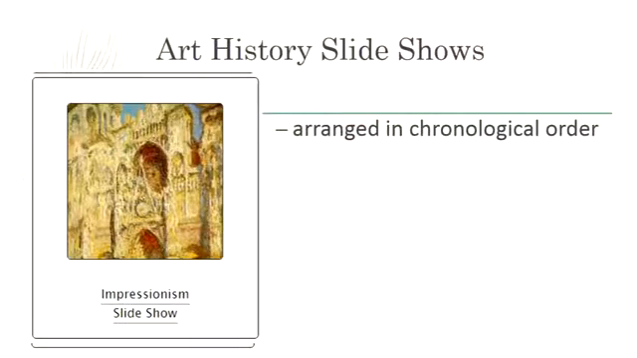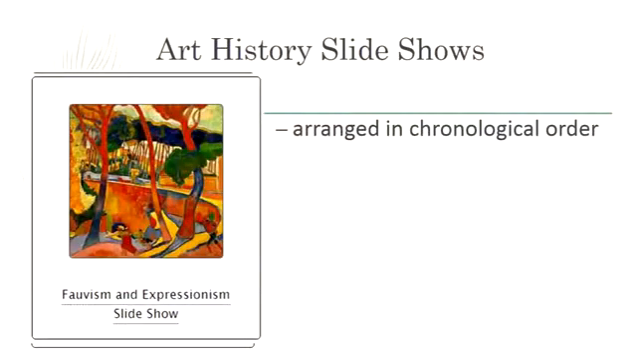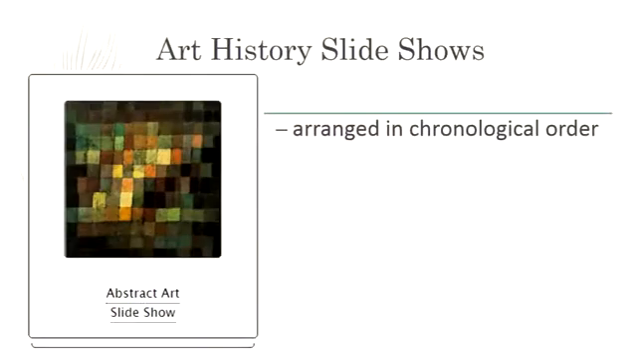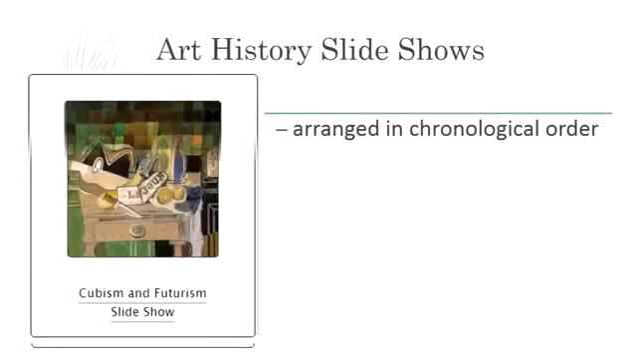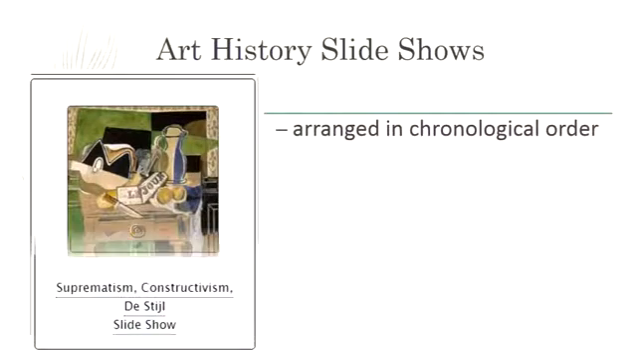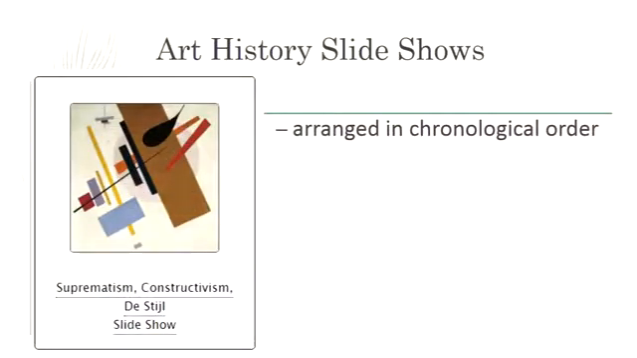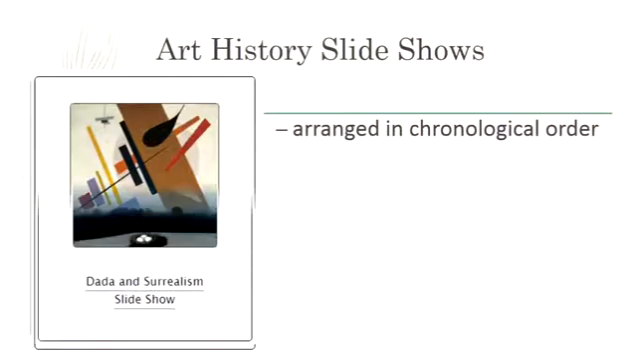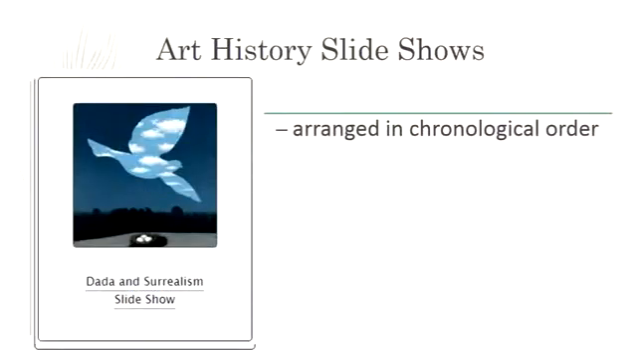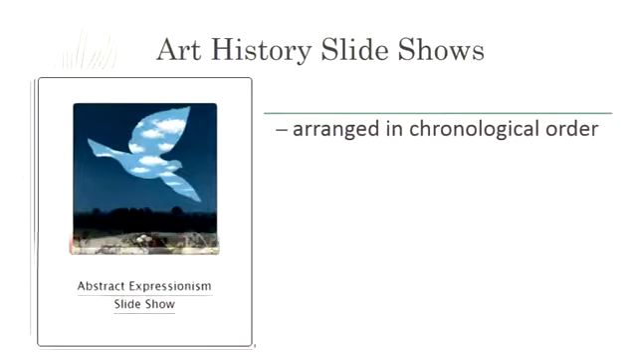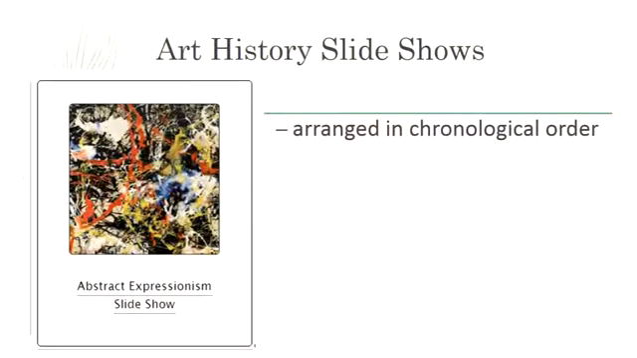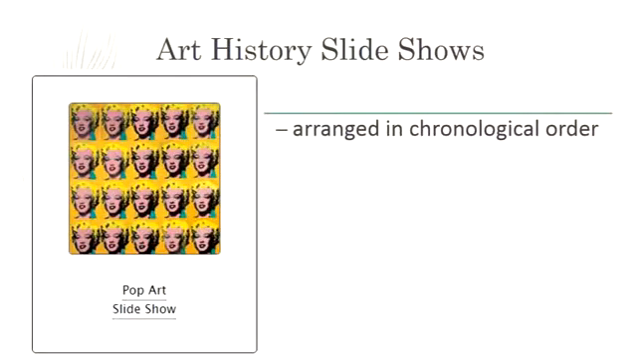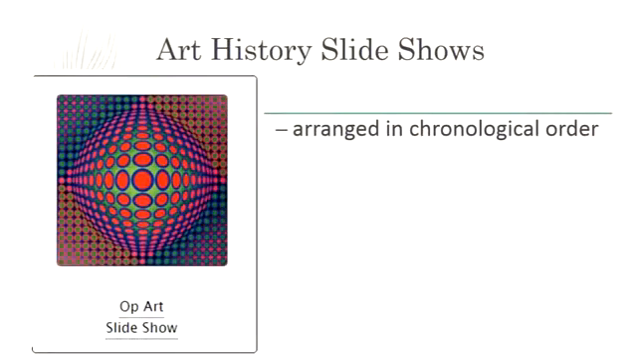We also have Impressionism, Fauvism, and Expressionism, and this is an example of abstract art. We also have Cubism and Futurism, Suprematism, Constructivism, and De Stijl. We also have Dada and Surrealism, and abstract Expressionism. Then we have pop art, and lastly op art. Again, these are examples of the slideshows that we are going to discuss in the entire semester.